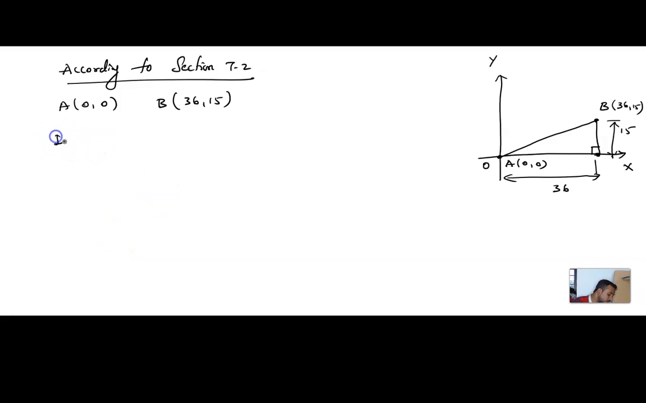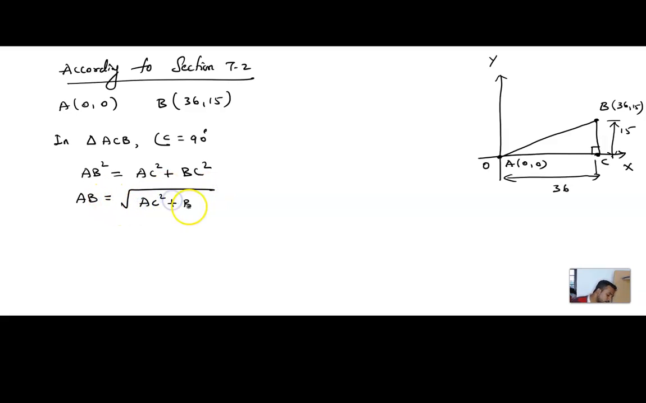So here we can see that in triangle ACB, let me say this point is C, angle C is equal to 90 degrees. So 90 degrees means we can apply Pythagoras. What is Pythagoras? It says AB is the hypotenuse, that is AB square is equal to AC square plus BC square. Right? So we want AB. So AB is equal to root of AC square plus BC square. The whole square comes to this side, it becomes square root.